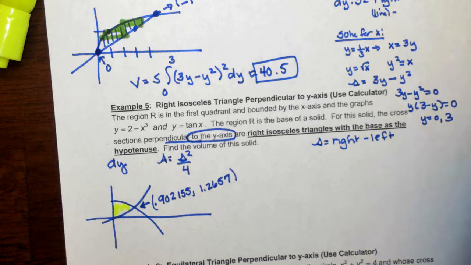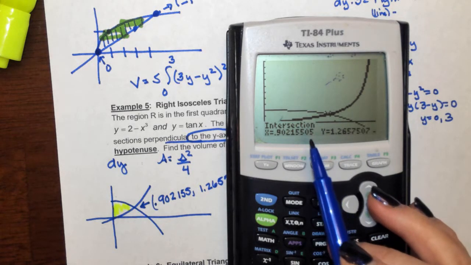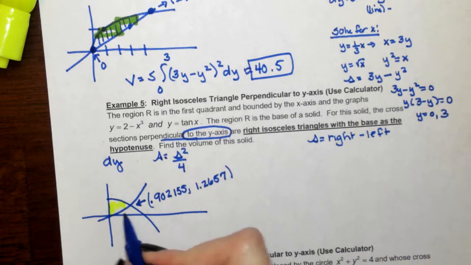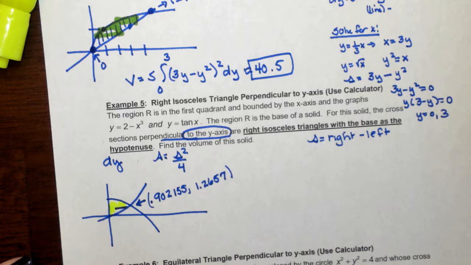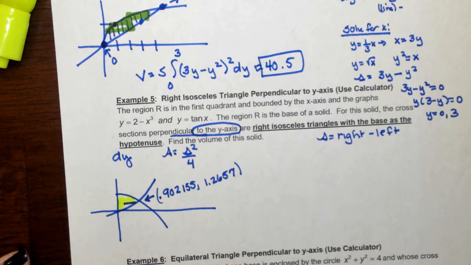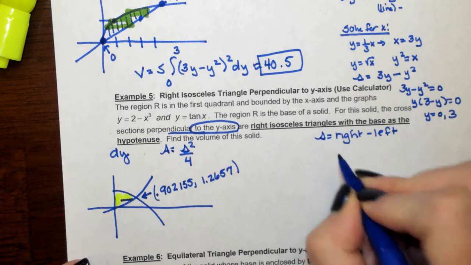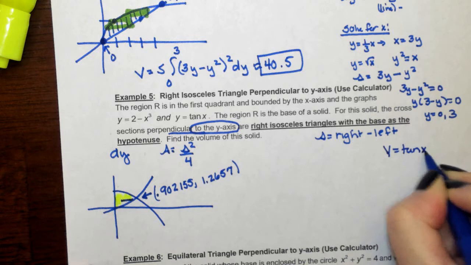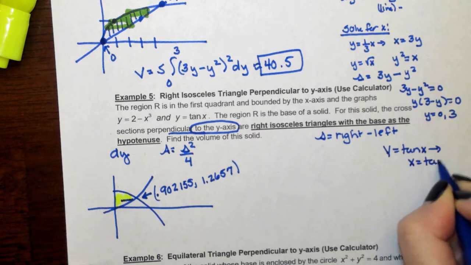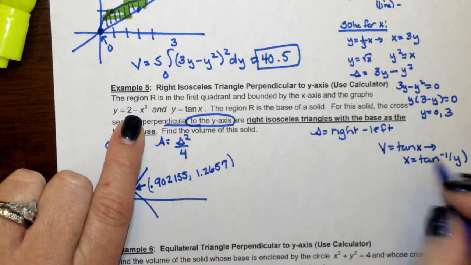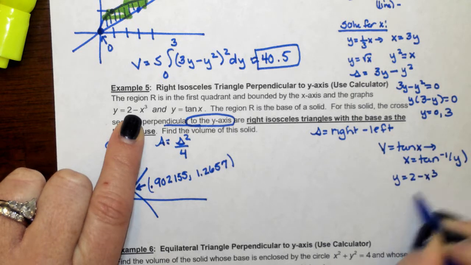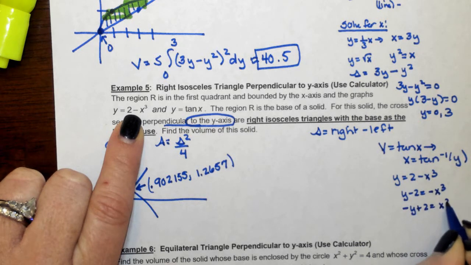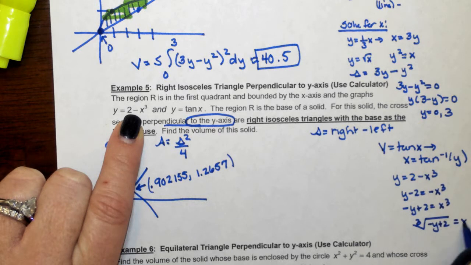Again, right minus left. If you look on the graph, you can see that the function on the right is going to be the inverse tangent, and then the left. Remember, because these are dy problems, you've got to solve each for x. So when you look at y equals tangent of x, you have to do your inverse tangent. So x is equal to the inverse tangent of y. When you have y equals 2 minus x to the third, y minus 2 is equal to negative x to the third. So negative y plus 2 is equal to x to the third, so the cube root of negative y plus 2 equals x.